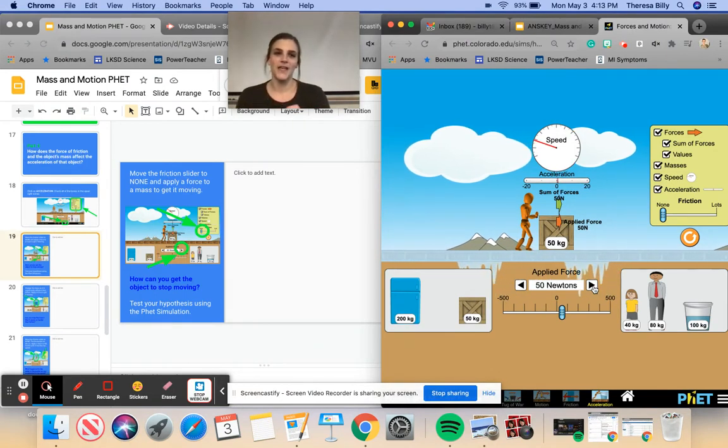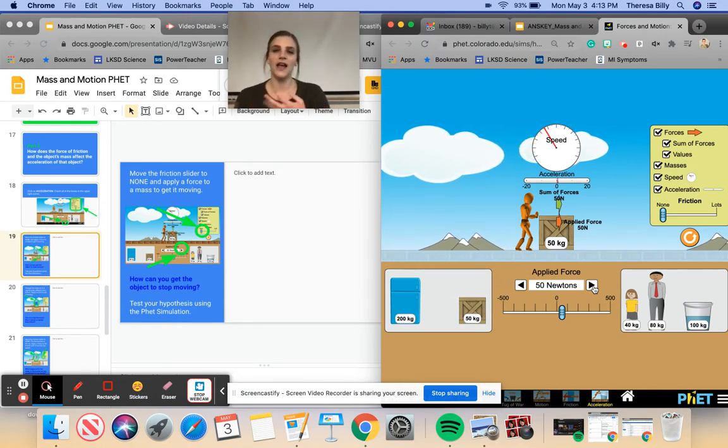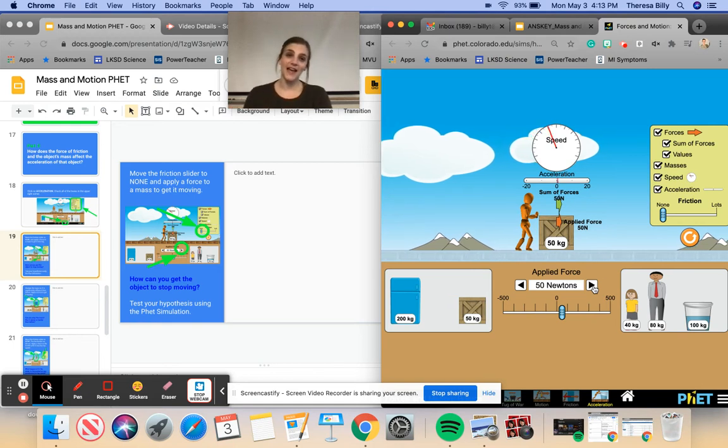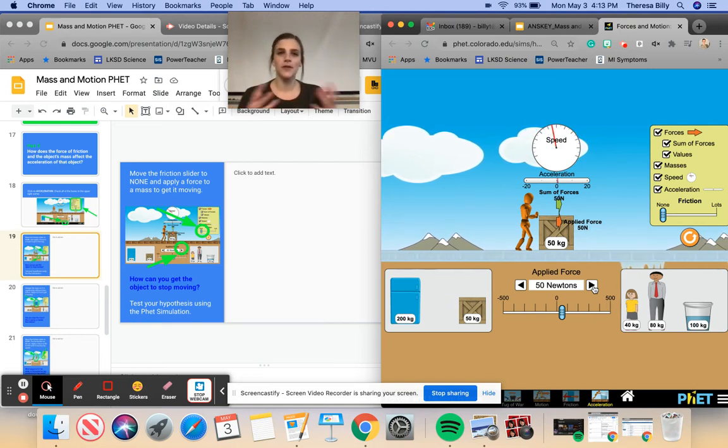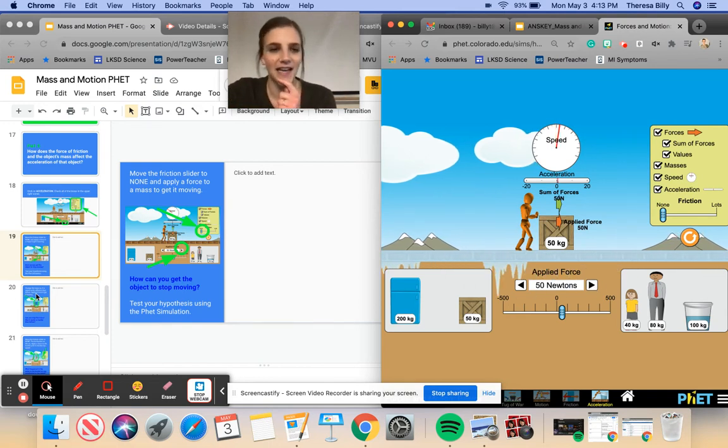what could I possibly do to stop this box from moving? Okay, things you want to think about: the direction of the applied force, think about adding friction to it, how big of a force would you need to add, things like that. Experiment with it and come up with a few different solutions to that problem and write it down in slide 19.